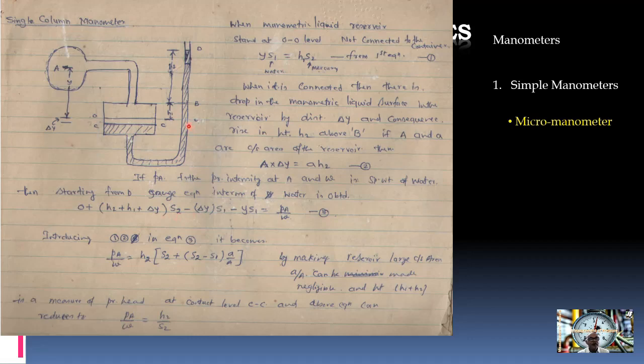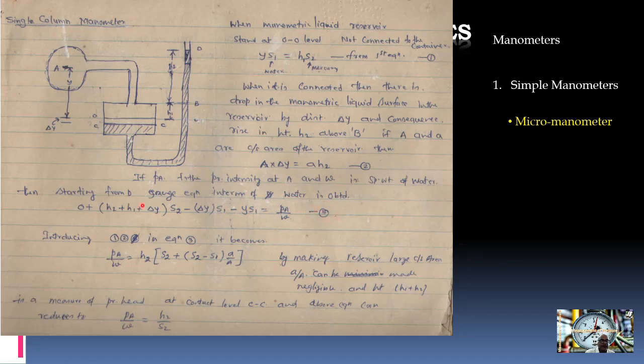Then we are already at CC, where the pressure is the same, and then we are going up. When going up we take the negative sign. So minus delta Y into this liquid having specific gravity S1, minus Y into S1, minus PA by W is equal to 0. You can write it this way: 0 plus H2 plus H1 plus delta Y, whole thing into S2, minus delta Y into S1 minus Y into S1 is equal to PA by W. So this is equation number 3.